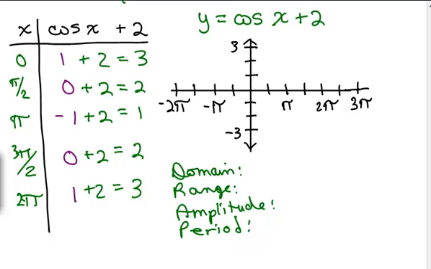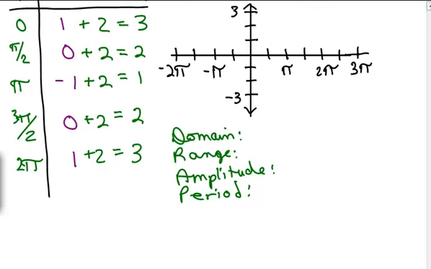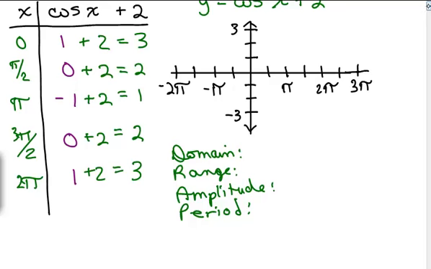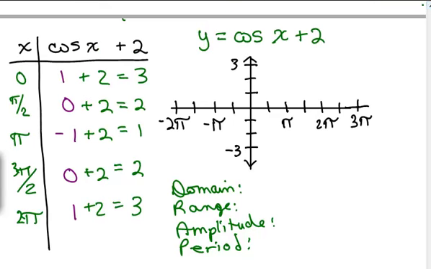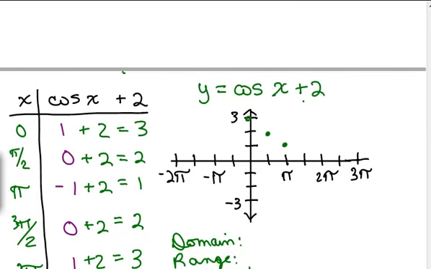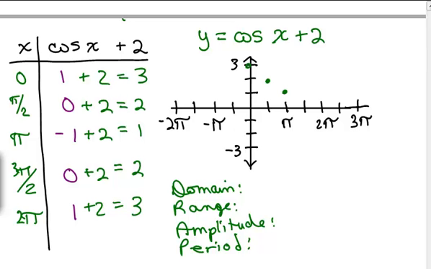So how does that look over here? We've got the ordered pair 0, 3. All right, so we've got 0, 3, pi over 2, 2, pi, 1, 3 pi over 2, 2. And then we've got 2 pi, 3, and that gives us one complete cycle.